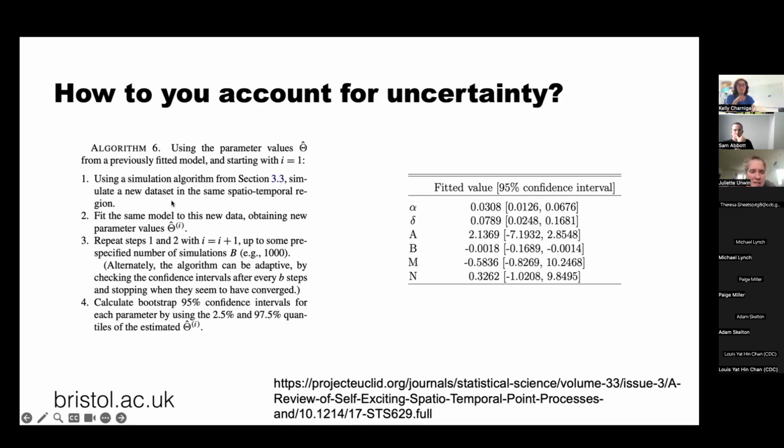But you can do it through simulation. So you can simulate a new data set and then you can refit to that. And then you can use bootstrapping to calculate confidence intervals for your fitted parameters, which we have done here. And if you're interested, there's a URL to a paper that this algorithm came from.